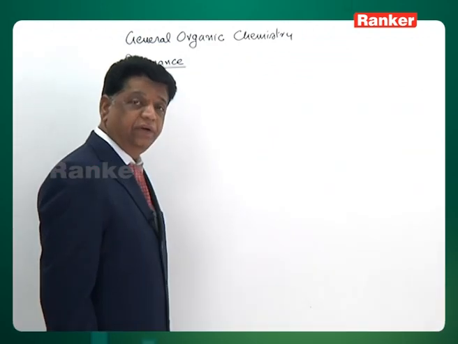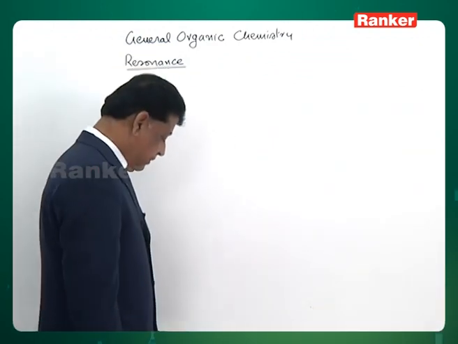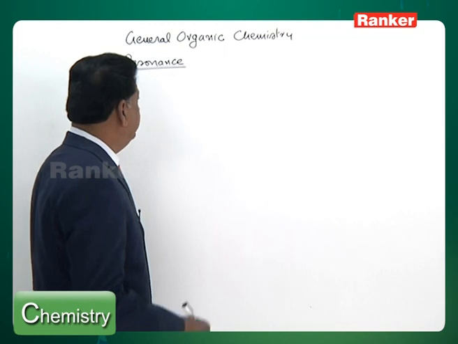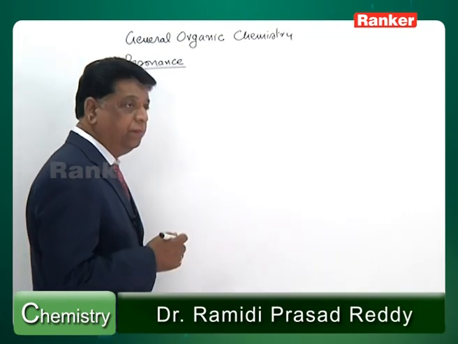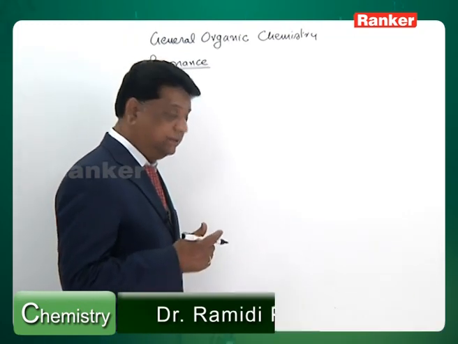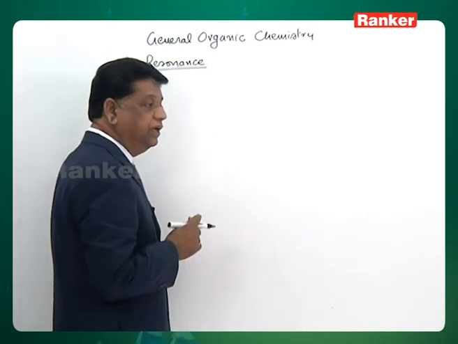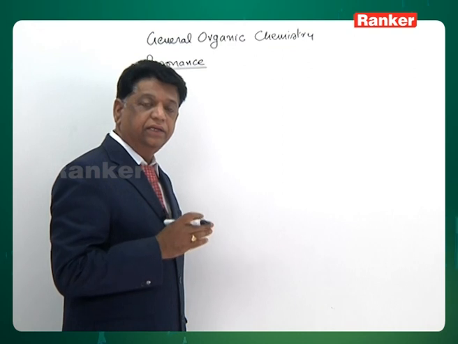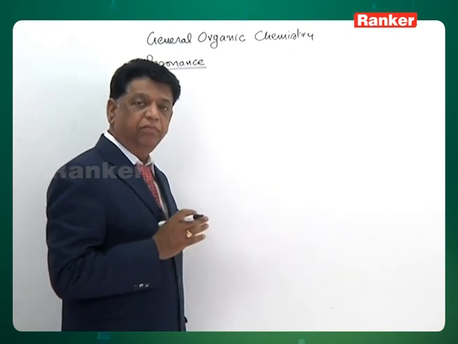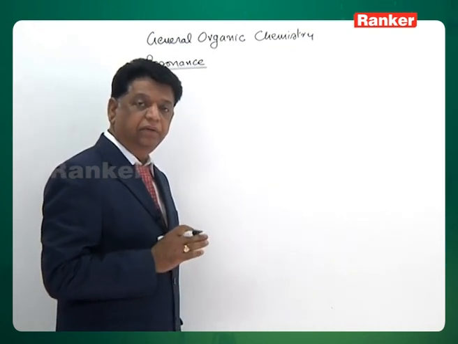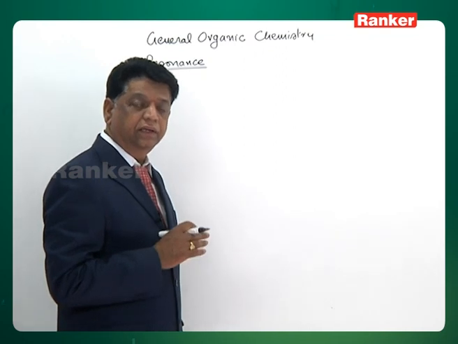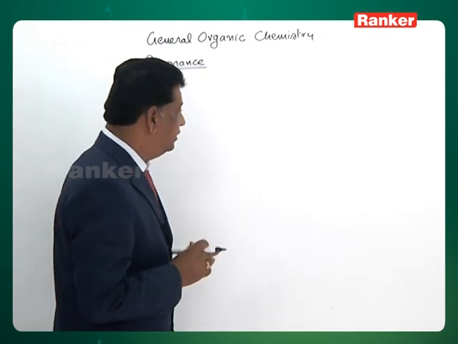Let us see this resonance and its applications and all that. In that, let us also see how exactly the resonance is taking place. In this resonance, we have seen there must be three conditions that must prevail. One is pi conjugation, another one is pi p conjugation, and the third one is pi charge conjugation.